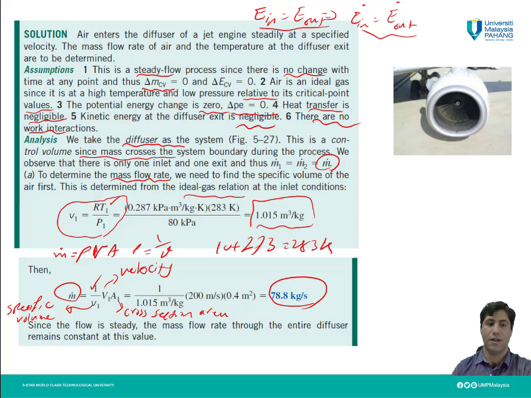As I discussed earlier, this m dot, or mass flow rate, is the mass flow rate through our control volume at the entrance, at the exit, and at each cross-section area of the diffuser, because we don't have any other mass going to or from the system across any other boundary, only from the entrance to the output of the diffuser. Then m dot will be 78.8 kilogram per second. This is the mass flow rate.